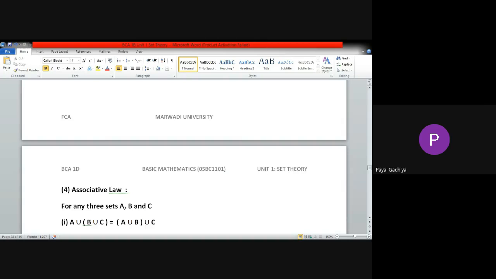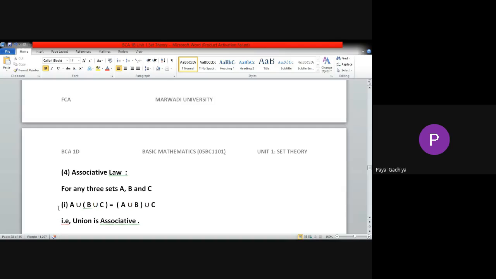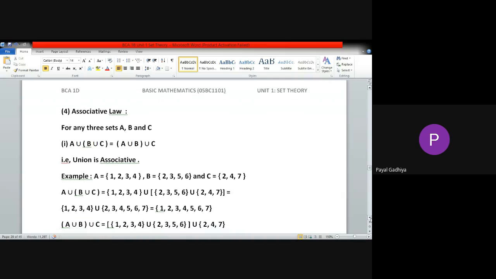In the same way, in set theory, it is called the associative law, and that law says that for any three sets A, B, and C, A union (B union C) means first we find B union C and then we union A. And first we find A union B and then we operate it with C. The answer will be the same in both cases. This is what they are trying to say. Associative law. And the same law holds for intersection also.